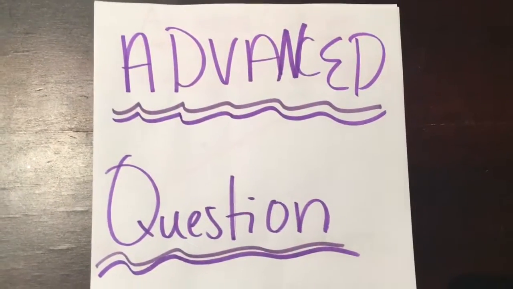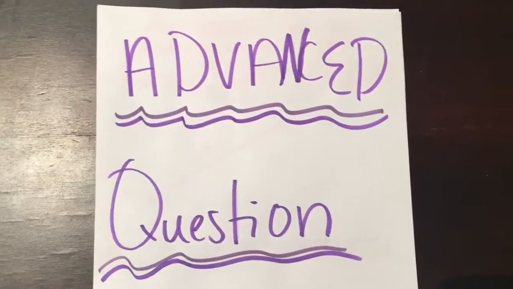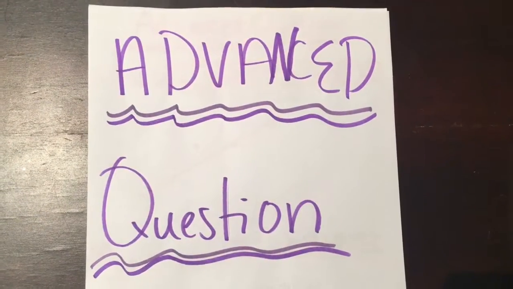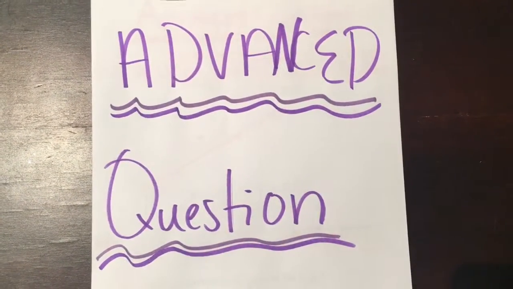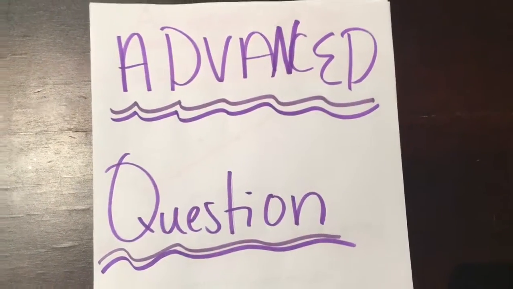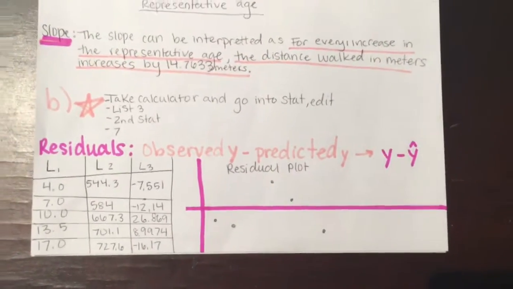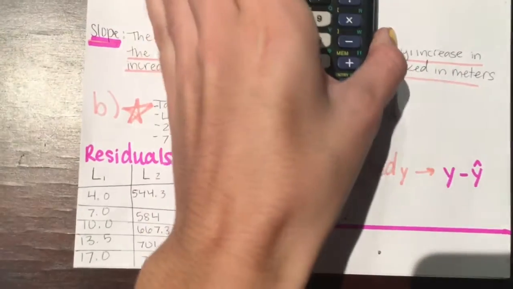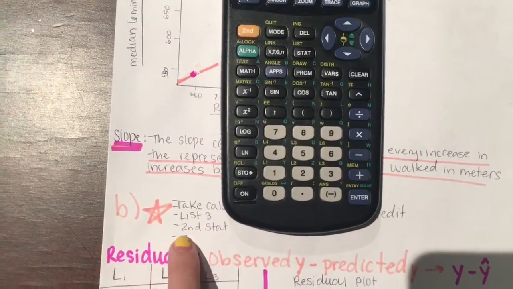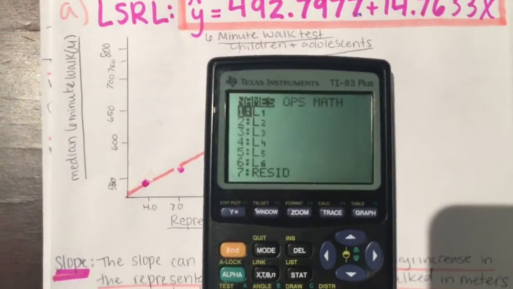For the advanced question, part B, it's asking us to compute the residuals and construct a residual plot. Determine if there are any unusual features in the residual plot as well as their meaning. What does it mean if there are no unusual features? For part B, I took my calculator.